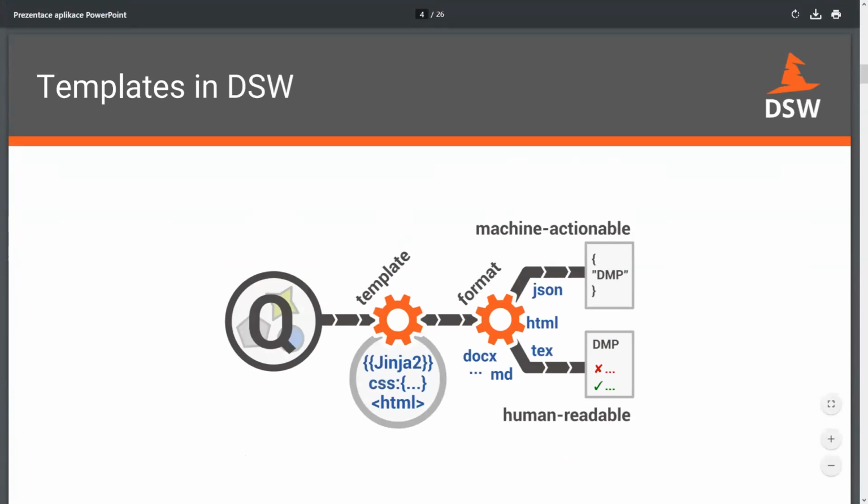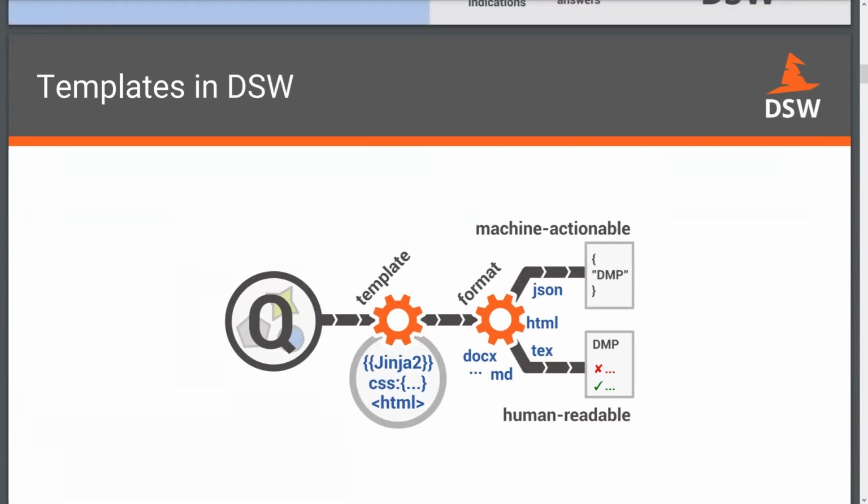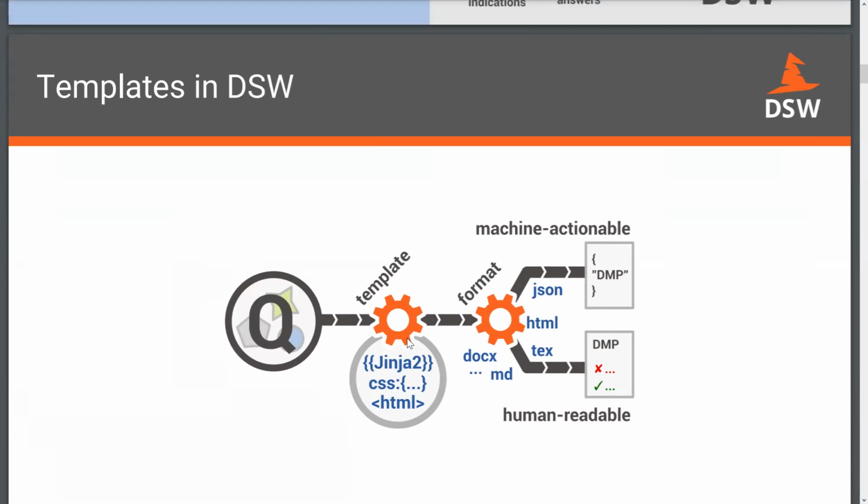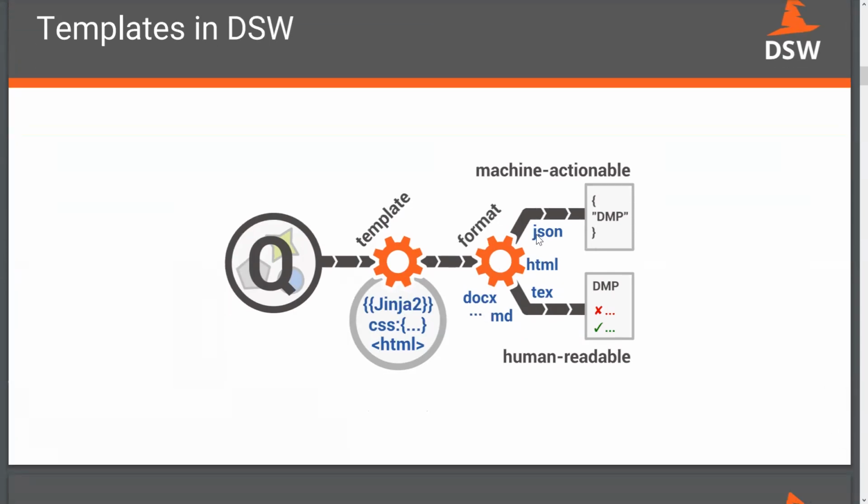That is useful, for example, when you want to provide the same information in various format, you can do it in one template. So you encode the replies in one way, but in multiple formats, for example, in JSON to be machine actionable, but also in HTML or Markdown to be human readable. So it provides this flexibility.